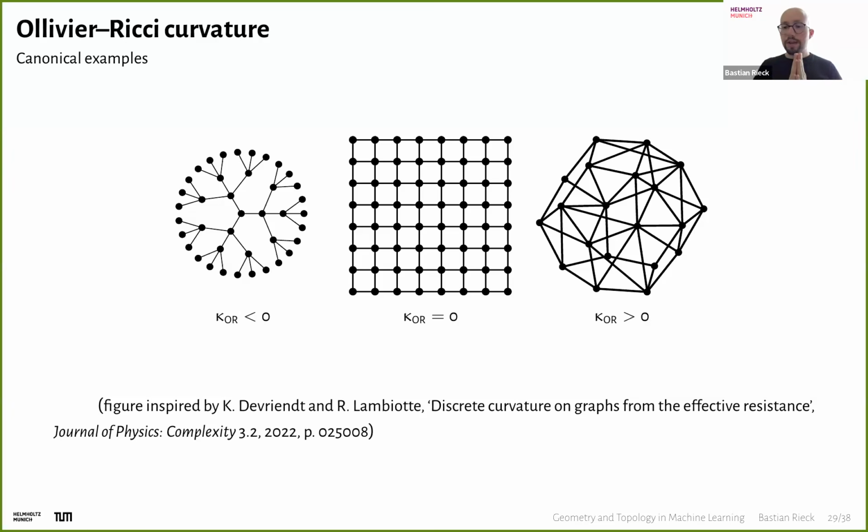The important thing for you to take away from Ollivier-Ricci curvature, and to memorize, is that there are some canonical examples of this notion of curvature. Negative curvature corresponds to more tree-like structures. Flat curvature corresponds to more grid-like structures that are very regular in a sense. And positive curvature corresponds to extreme clique-like or even complete graphs. This is a great figure inspired by a paper by Devriendt and Lambiotte on discrete curvature on graphs from the effective resistance. Also very well worth a read if you're interested in curvature.